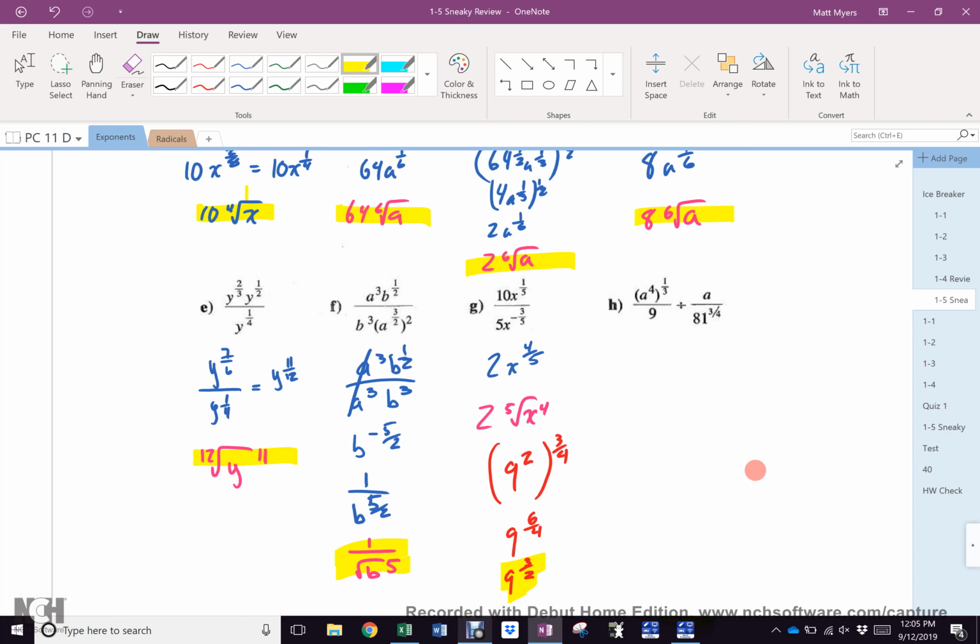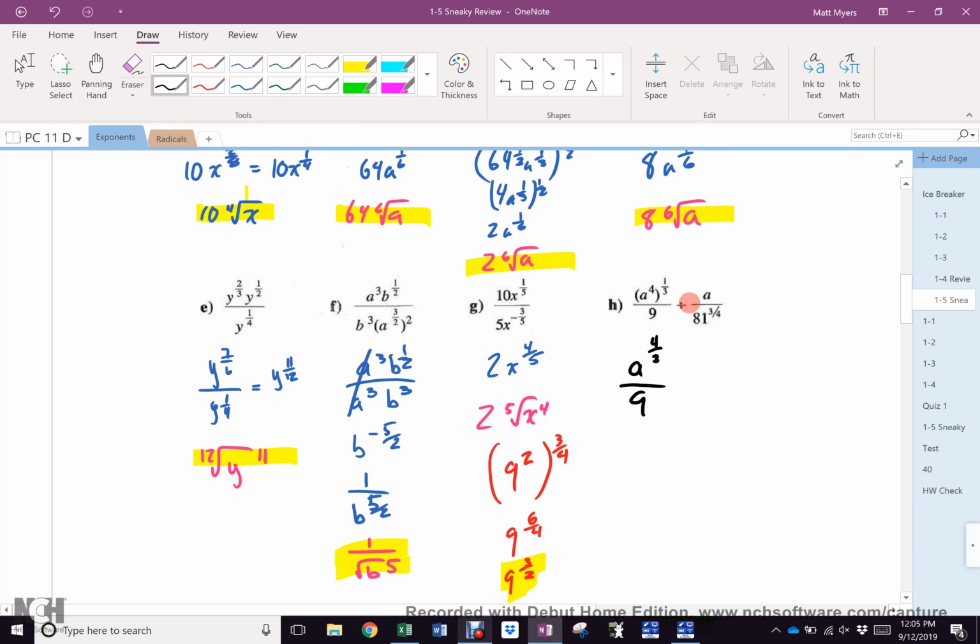So the first thing I personally would do, I would go step by step. I would isolate stuff that I need to tidy up. I need to tidy up that, right? And I need to tidy up that, right? So let's tidy up those two things. What would I do there? Well, that's going to become a to the 4/3, right? Because 1/3 times 4, we're all cool there, yes? Over 9. Everyone's good?